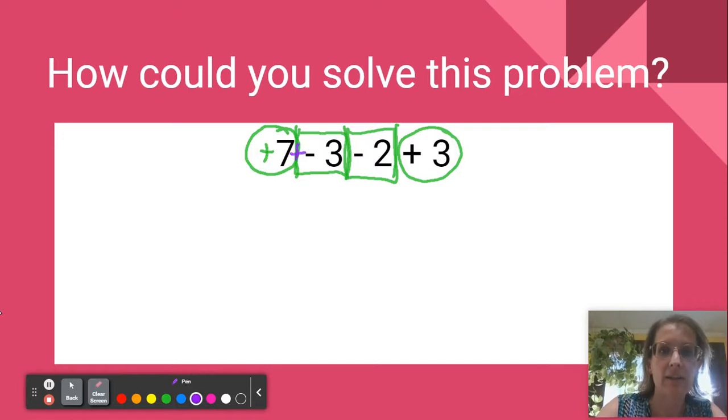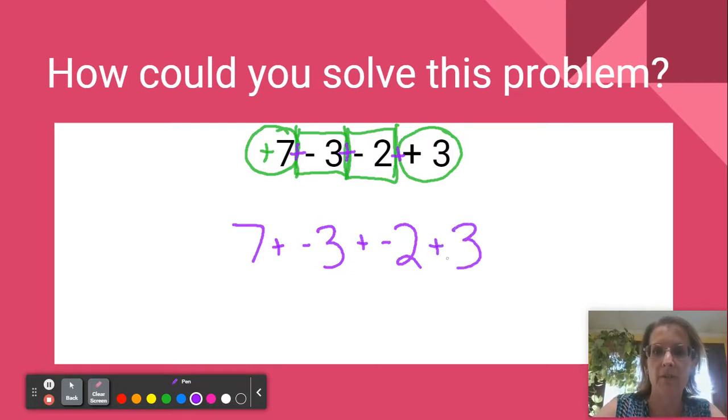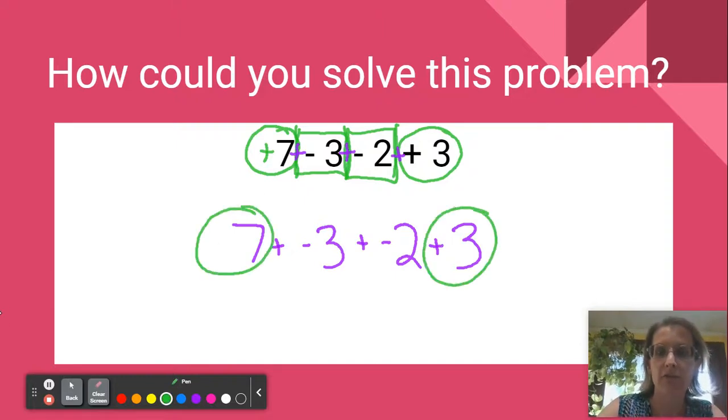So I'm rewriting each of these as addition. So I end up with 7 plus a negative 3 plus a negative 2 plus a positive 3. And we could just go across and do 7 and negative 3 and negative 2 and positive 3. But another trick is you could add your positive terms together first. So I have 7 plus 3, which is 10. And then you can add your negative terms together.